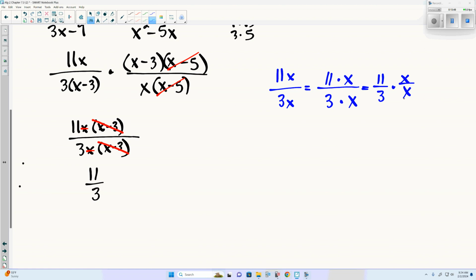Which is the same as saying 11 over 3 times x over x. We're just breaking it apart, yes? X divided by x is 1. So this reduces to 1. I'm going to be tedious in how I'm writing this, because we can say 11 over 3 times 1, which is 11 over 3.